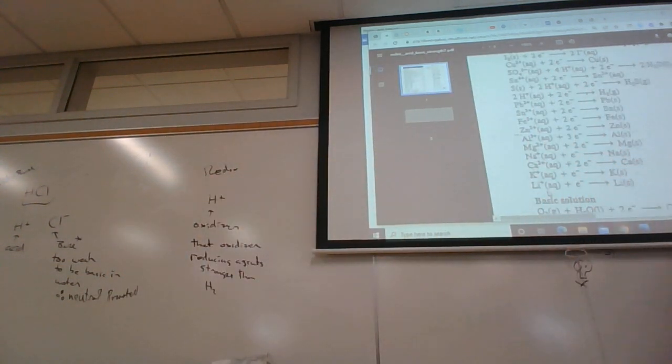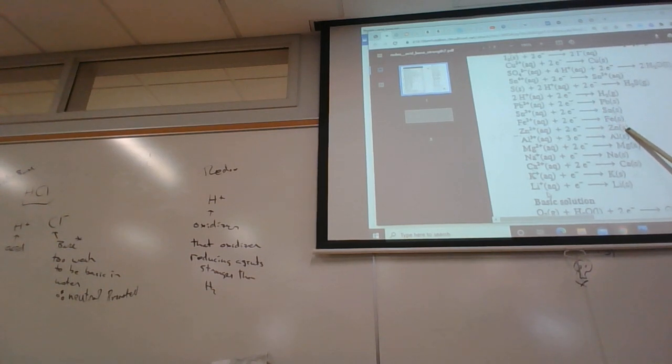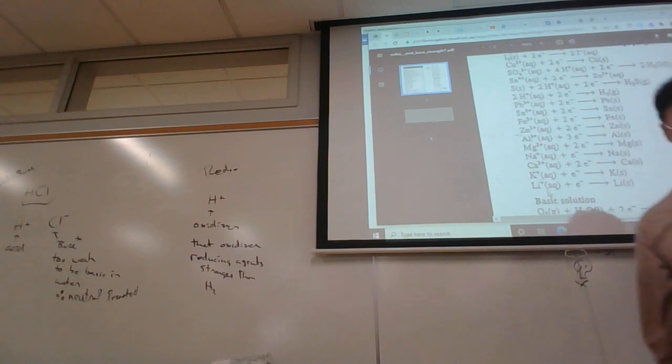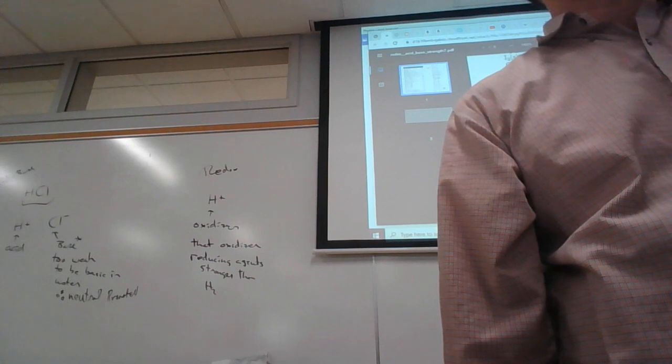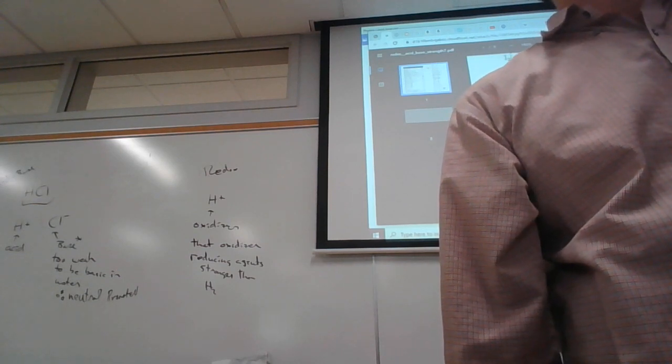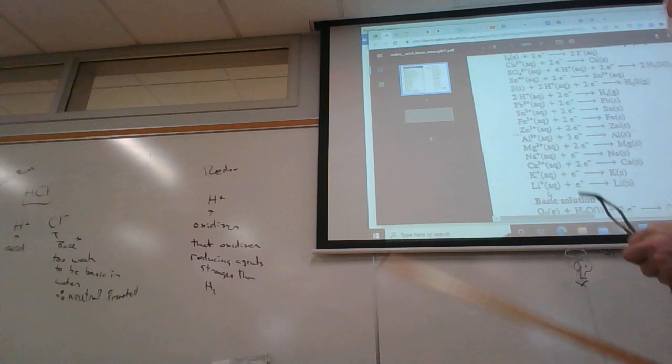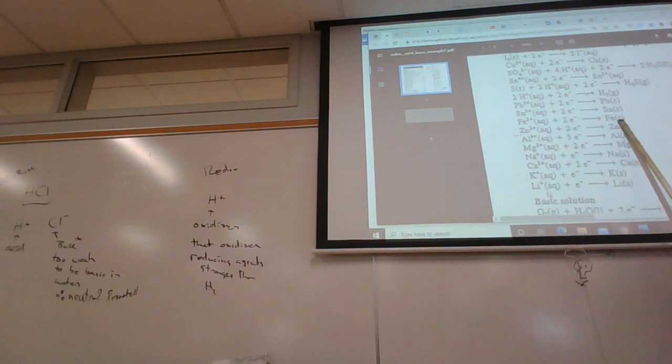And so what that means is that the H plus will react with lead, tin, iron, zinc, aluminum, magnesium, sodium, calcium, potassium, lithium, and whatever else is not on there. And so if I had, let's say, steel like this, which is iron, and put this in HCl, what's going to happen? The HCl is going to start to oxidize this, and it's going to eat up the iron, so that we no longer have iron metal, but we're going to have iron atoms in solution, so it's going to start to dissolve the steel.